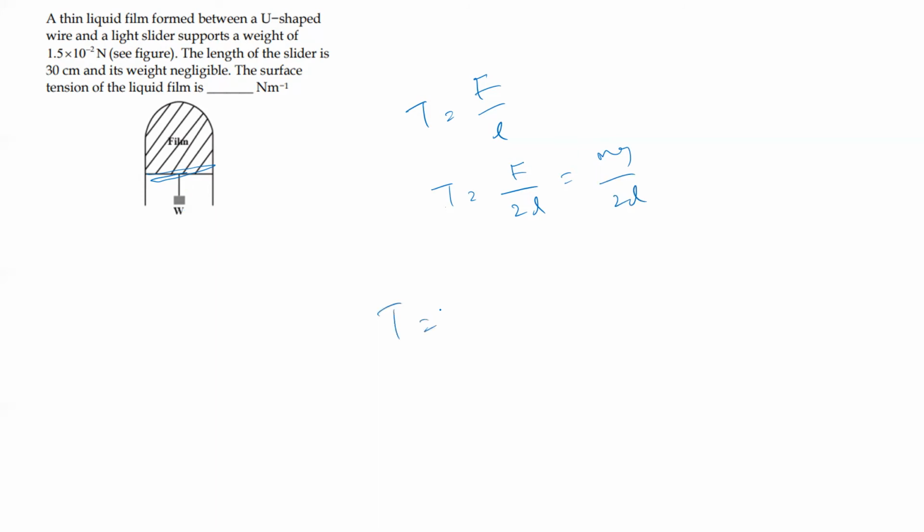So T is equal to, already the weight they mentioned, right? So this is W by 2L. That is 1.5 into 10 power minus 2 by 2 into 30 into 10 power minus 2. You will get the answer 0.025. Okay.